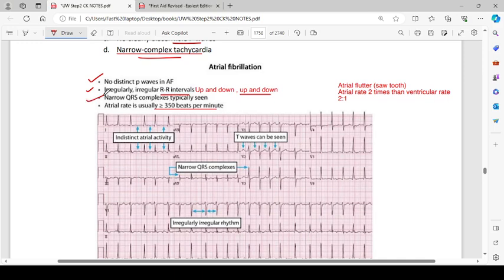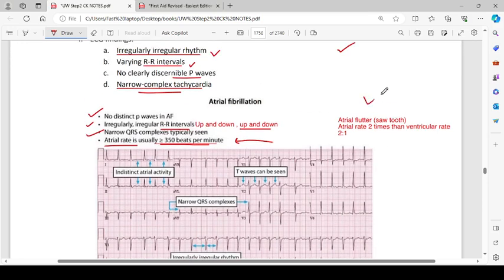Narrow QRS complex is typically seen, with an atrial rate usually more than 350 beats per minute. I think from 150 to 250 it is atrial tachycardia, from 250 to 350 it is atrial flutter, and more than 350 is atrial fibrillation. In atrial flutter, we can find sawtooth waves. We saw that in a previous session. The atrial rate is 2 times the ventricular rate, so it is 2 to 1, like there will be 2 P waves for 1 QRS complex.